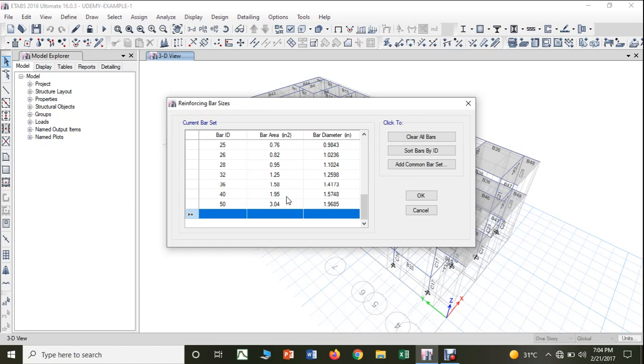It won't take any other diameter because you have specified the limits that it has to be 16 and 20. Similarly, for beams also, either it will do for the 12 or 16 or the combination of two. It won't go beyond that.